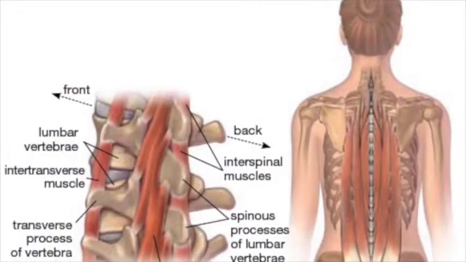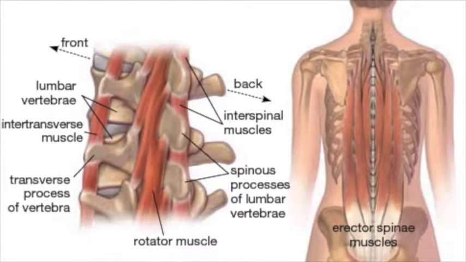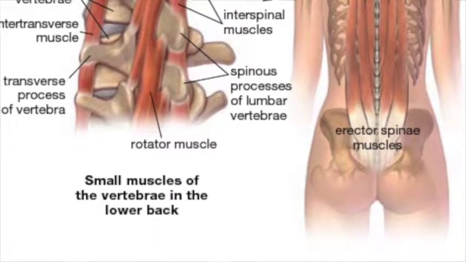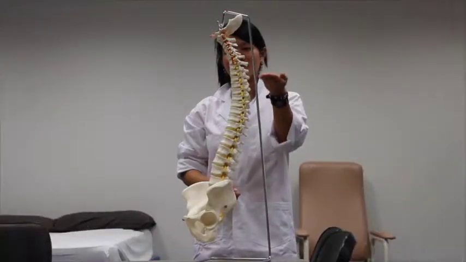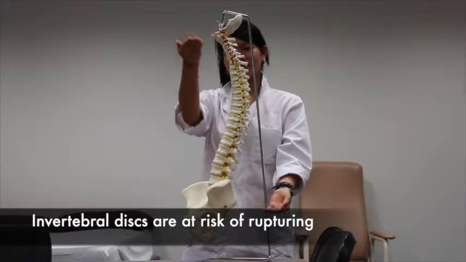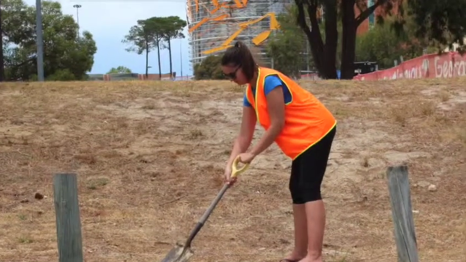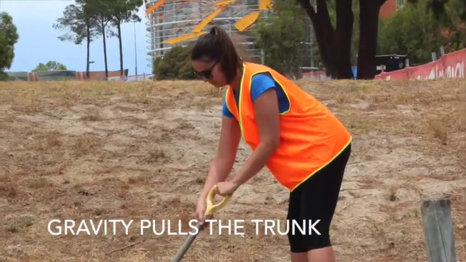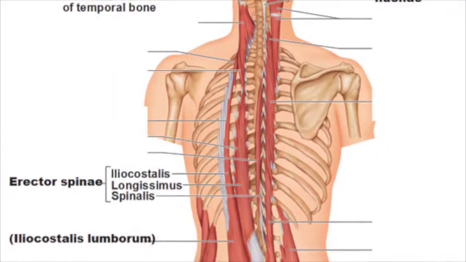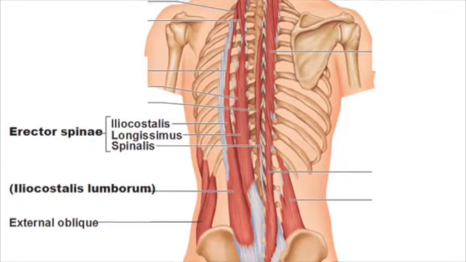Due to the nature of these tissues, they will stretch to enable the forward flexed posture, but take a long time to return to their normal length. Because of this, Sam's intervertebral discs are exposed to greater pressure and they are at risk of rupturing. As Sam moves his body forward, gravity pulls his trunk into further flexion. This is then controlled through the eccentric contraction of the erector spinae muscles and assisted by the hip flexors.